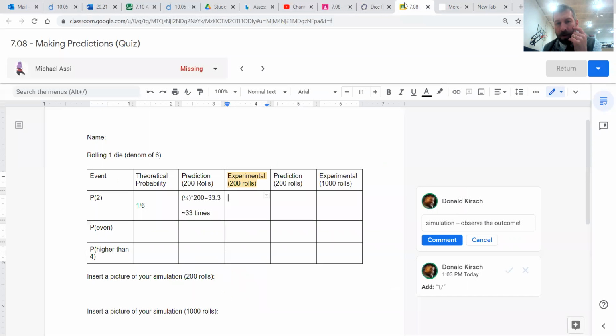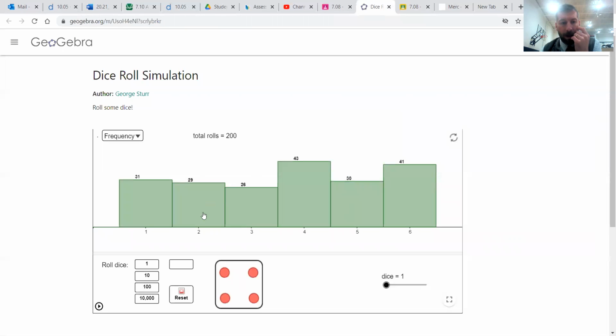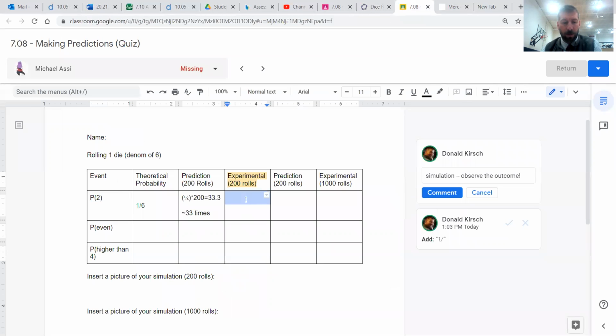And what we want to know here is the experimental probability out of those 200 rolls of rolling a 2. So let's look. How many times did we get 2? 29 times. So our experimental probability was 29 times out of that 200. I could put that as 29 over 200, but we know that the common denominator for both of these is going to be 200 based on 200 rolls.